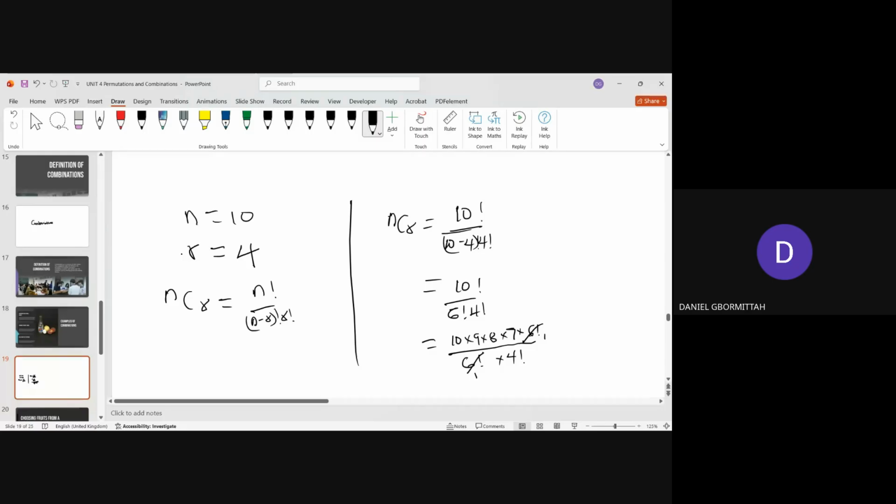Then you can continue by saying that this will be the same as 10 times 9 times 8 times 7, divided by 4 times 3 times 2 times 1. And here too, you can start doing your simplification.